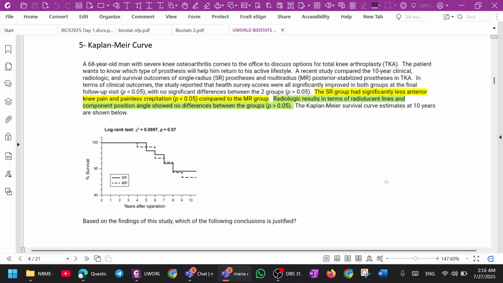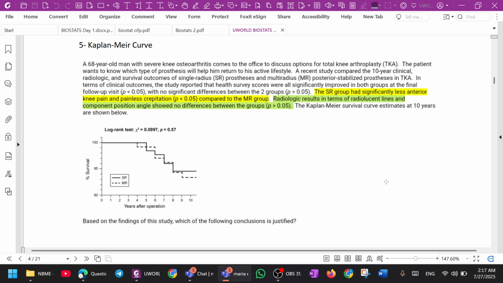In terms of clinical outcomes, the study reports that health survey scores were all significantly improved in both groups at the final follow-up visit, p-value less than 0.05, with no significant difference between the two groups, p-value more than 0.05. The SR group has significantly less anterior knee pain and painless crepitation, p less than 0.05, compared to the MR group.